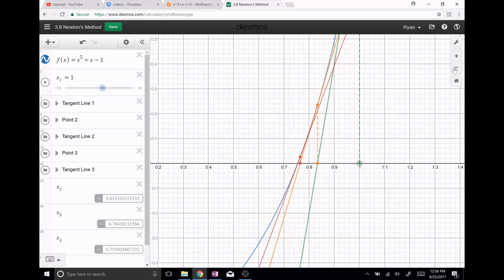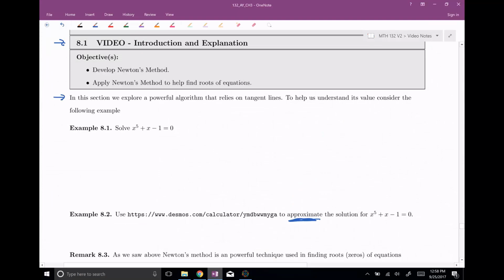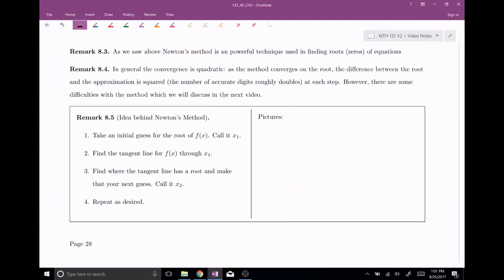All right, so I think this is a great way to visualize and represent what Newton's method will be doing, but let's bring it back to our notes and write some stuff down to help us remember this later on. So here is the idea behind Newton's method. I'm going to draw some pictures as we talk through these things.